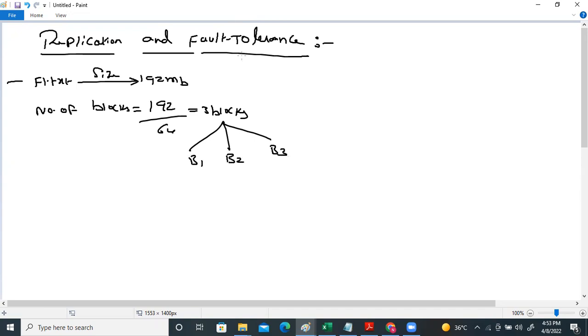Means here replication is applied on the blocks. B1 replicated by 3 times, B2 replicated by 3 times, B3 replicated by 3 times. Totally how many blocks? 9 blocks. How these 9 blocks are going to get distributed across this master and slave, right?